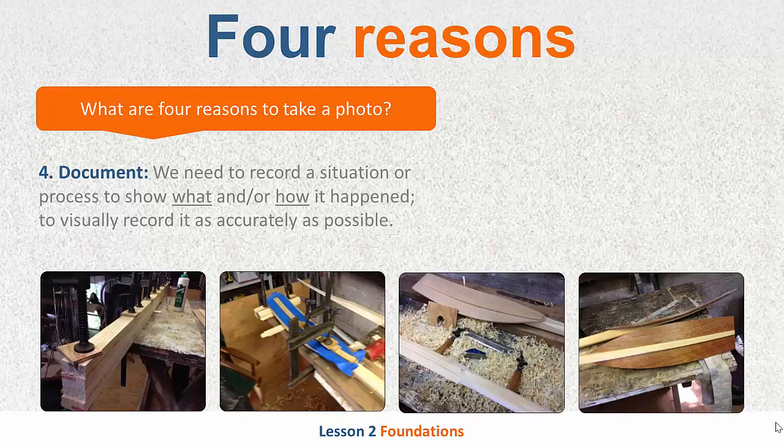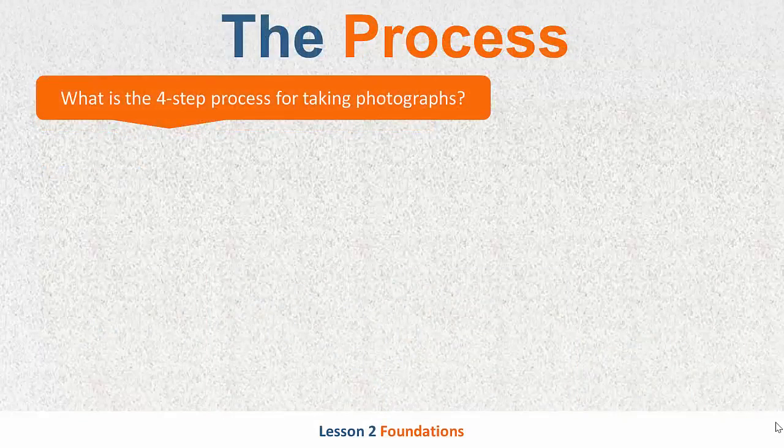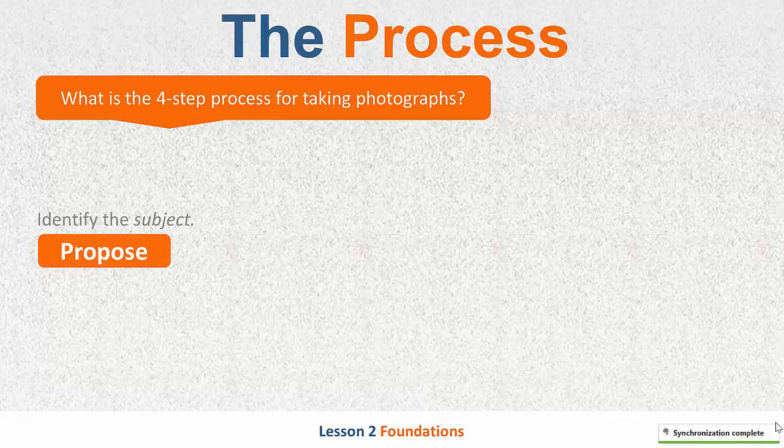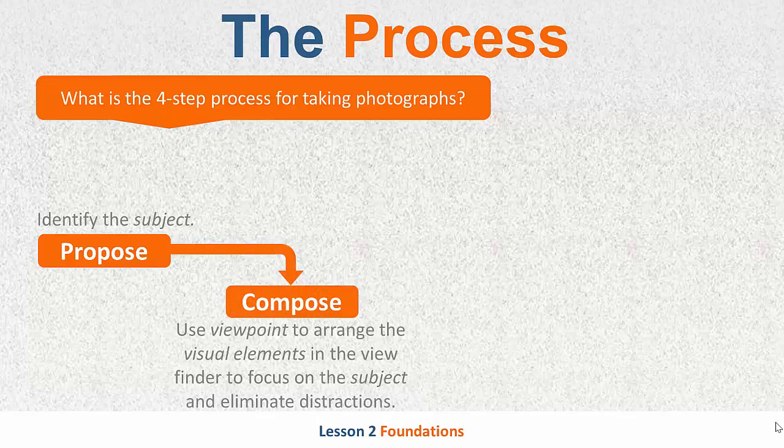Following is a quick overview of the 4 steps in taking a photograph. What is the 4-step process for taking photographs? The first step is propose, in which we identify the subject. After we've identified the subject, in the compose step we arrange and adjust the visual elements in the viewfinder to create an image that focuses on the subject and eliminates distracting visual elements. We do this by changing our viewpoint.